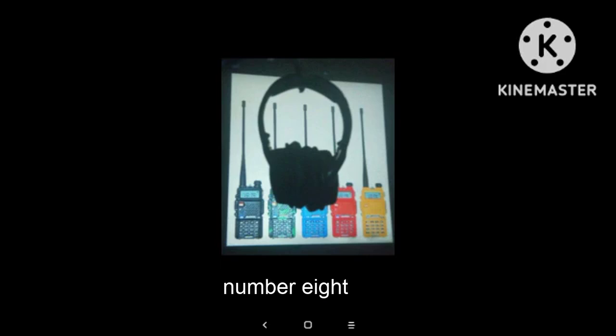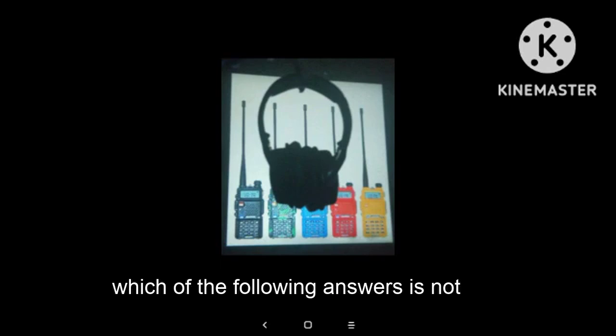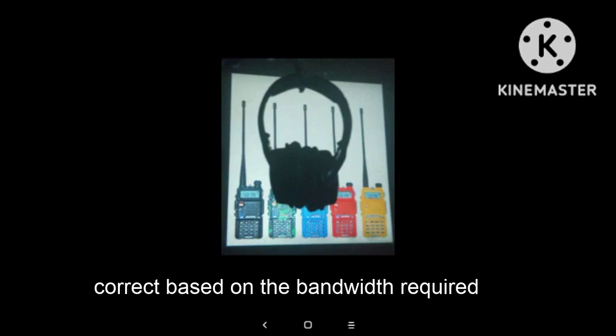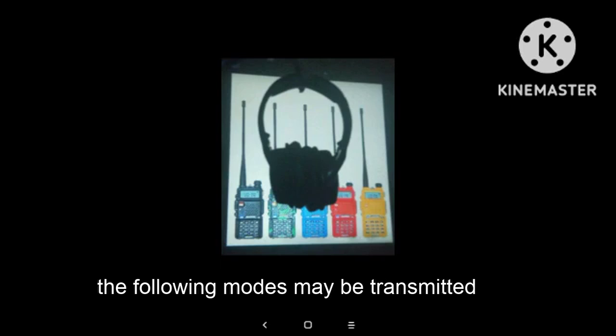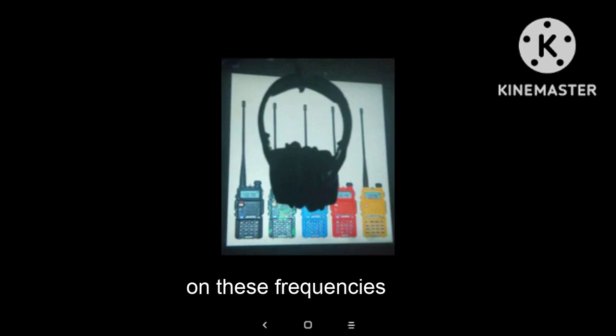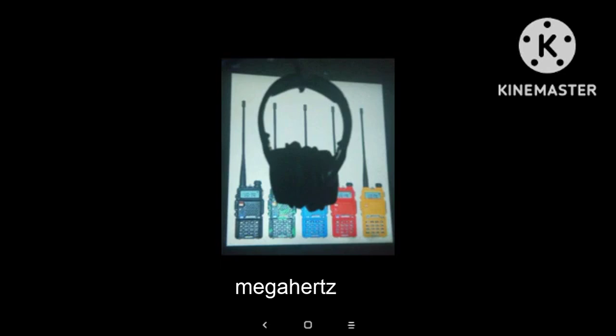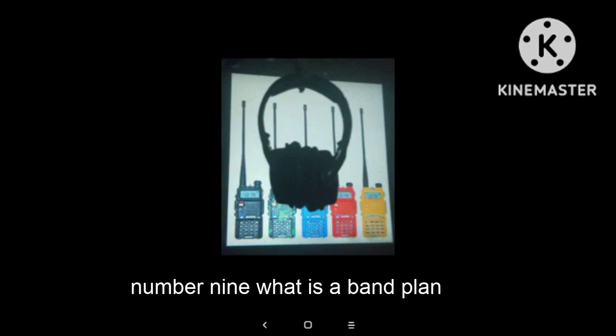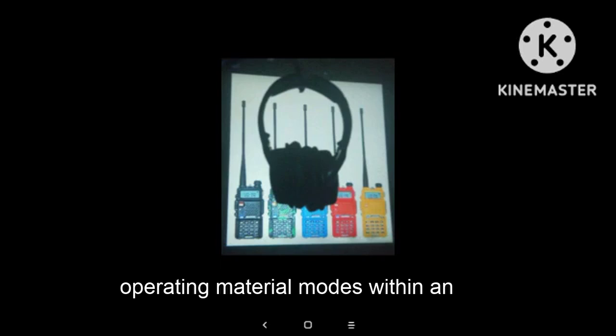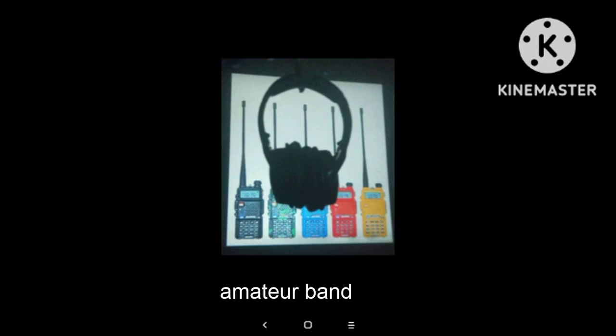Number 8. Which of the following answers is not correct? Based on the bandwidth required, the following modes may be transmitted on these frequencies: fast scan television, or ATV, on 145 megahertz. Number 9. What is a band plan? A guideline for using different operating modes within an amateur band.